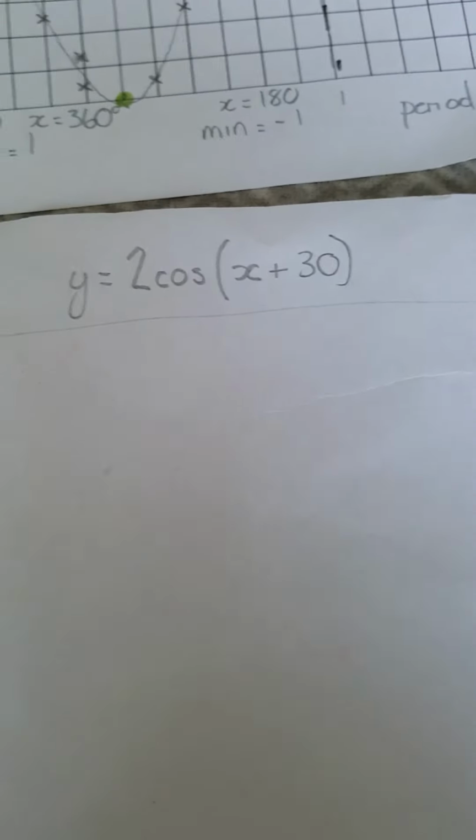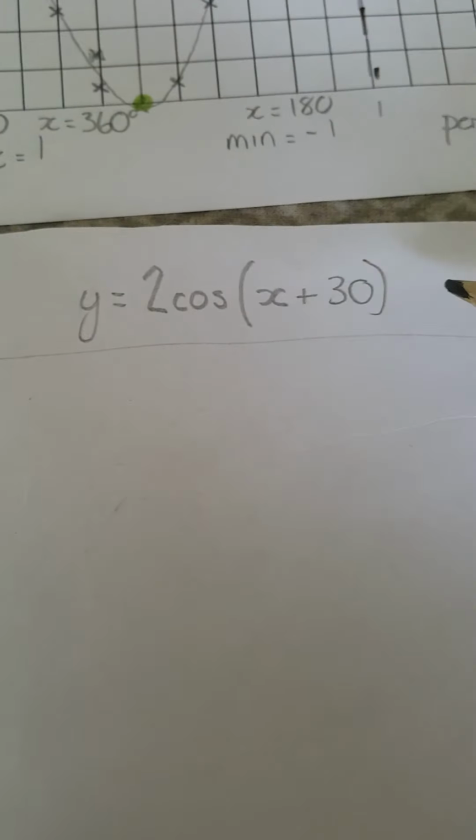And I put my coordinates in. So I had 0, 1, 90, 0, 180, minus 1, 270, 0, and 360, 1. Okay, right, now what I'm going to try and draw is the graph of 2 cos x plus 30.